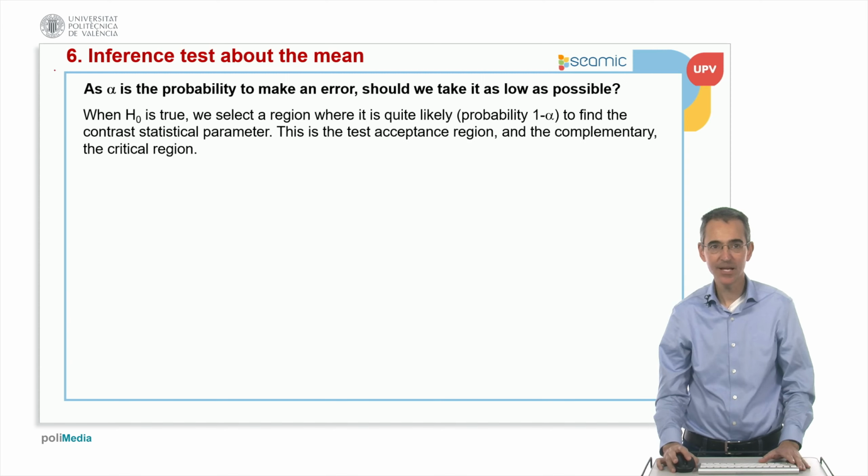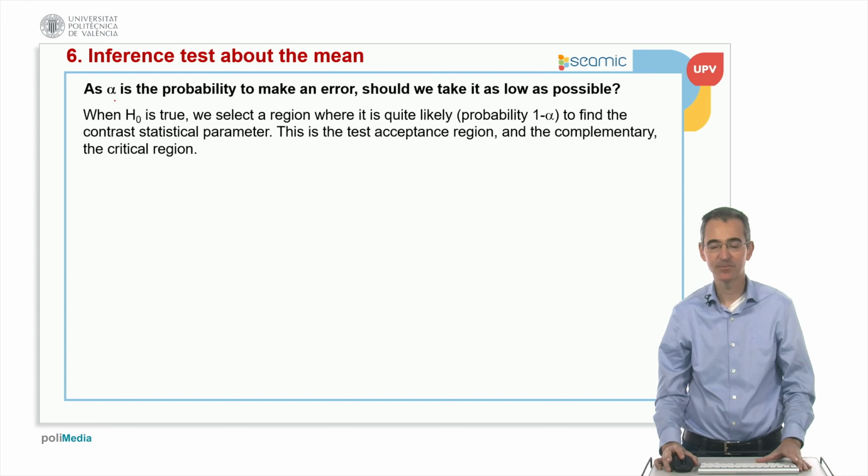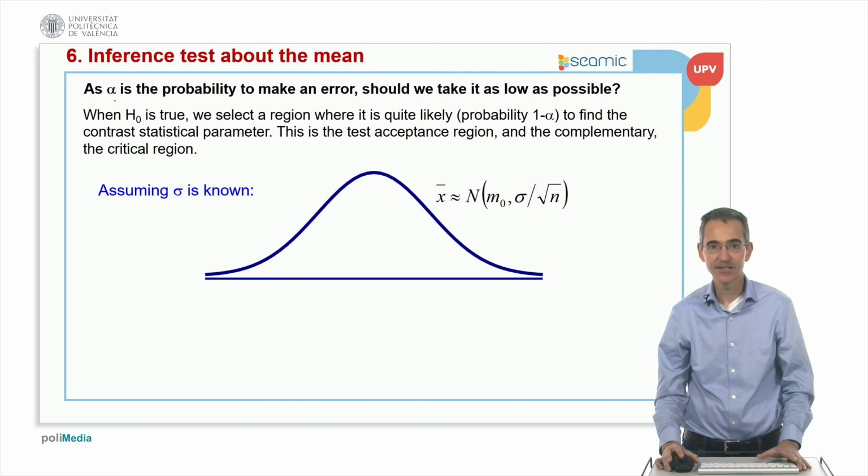Well, when the null hypothesis is true, we select a region where it's quite likely, with a probability of 1 minus alpha, to find the statistical parameter used in the contrast. This is the test acceptance region, and the complementary is the critical region. Okay, so now let's think graphically.